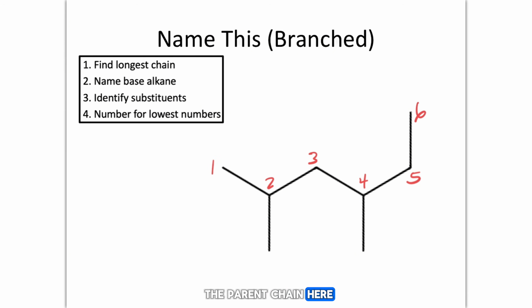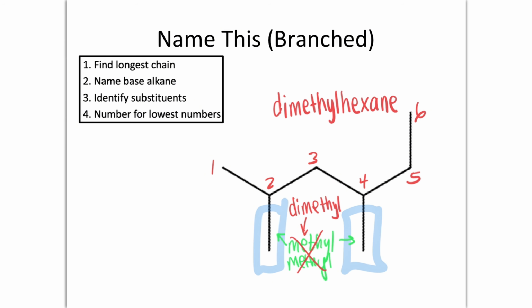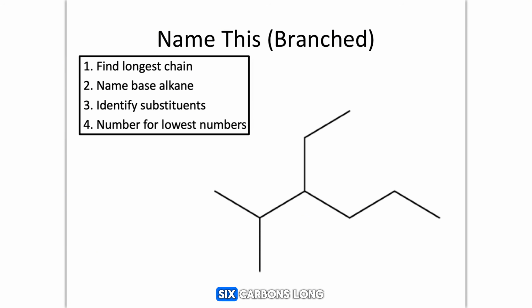How about this one? The parent chain here is 6 carbons long, and we have methyl branches at carbon 2 and carbon 4. We don't need to say methyl twice in the name. We can use the prefix di to indicate that there's 2 methyl branches. So dimethylhexane, and we'll add the numbers, the locations for those branches, 2 and 4, to the beginning. Commas separate the numbers, and a hyphen separates the numbers from the letters. 2,4-dimethylhexane.